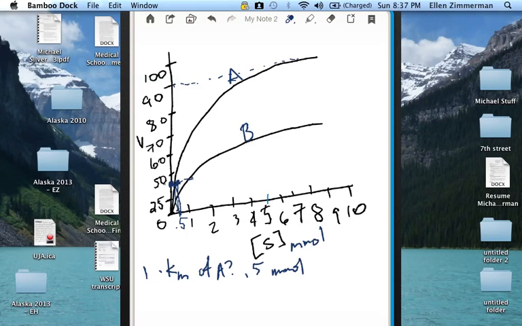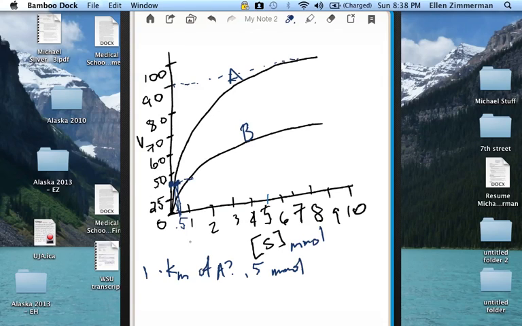So all you do is you find half Vmax, 45, take that value, find where it is on the graph of your enzyme, and then find what substrate concentration it is for that value.